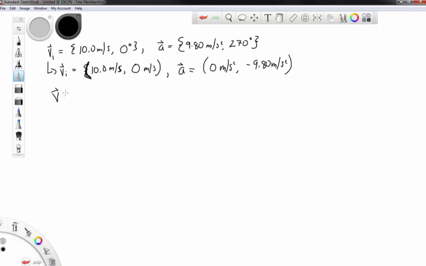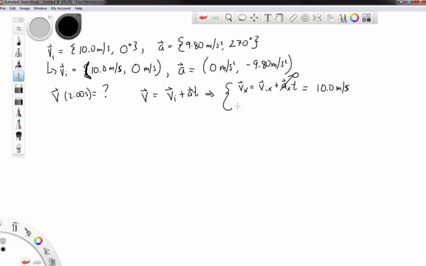So v of 2.0 seconds is what? Well, v is always going to be given by v initial plus acceleration times time. So we have basically here two different equations that we can use. One is for the x's, one is for the y's. The vx part is going to look like the initial in x plus the acceleration in x times time. This is 0. So after 2 seconds, it's still moving at 10.0 meters per second in the x direction.